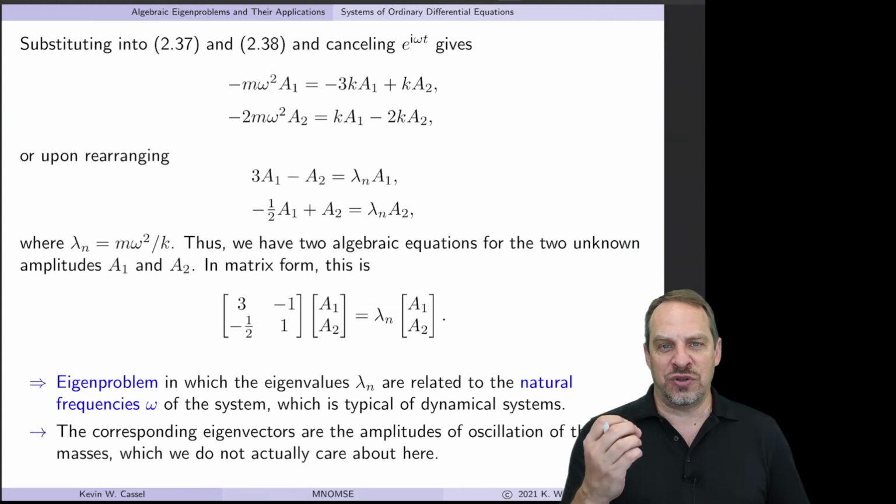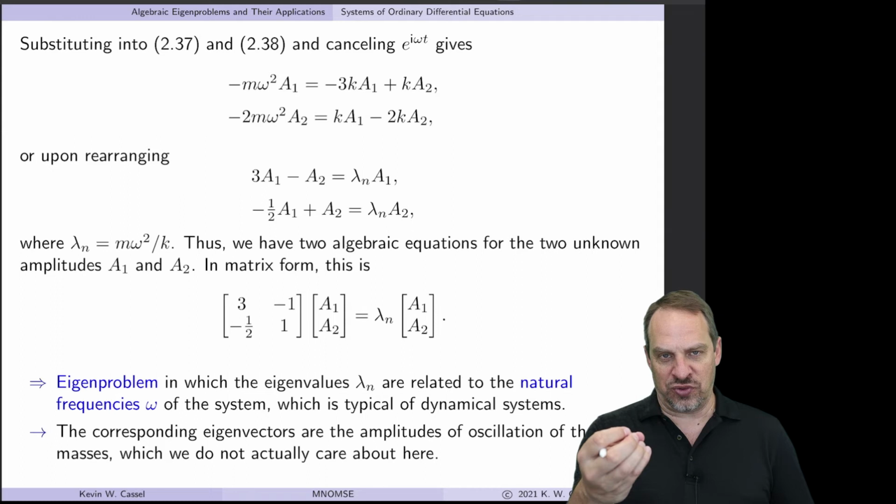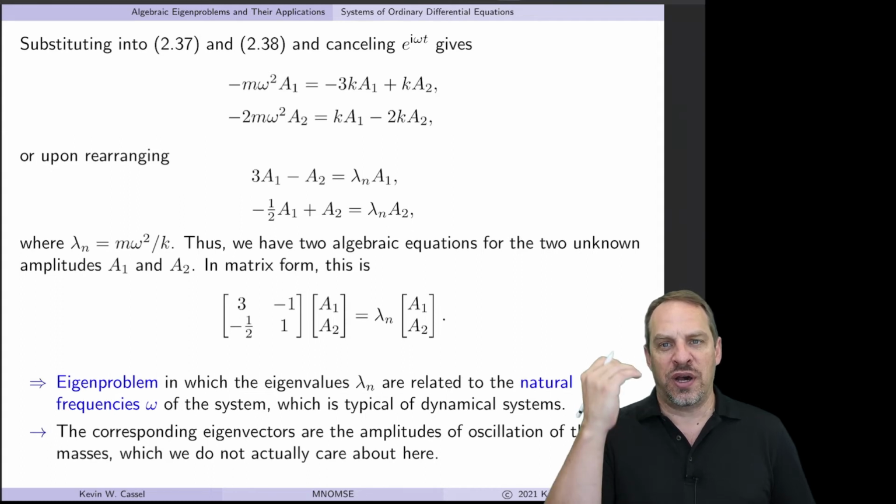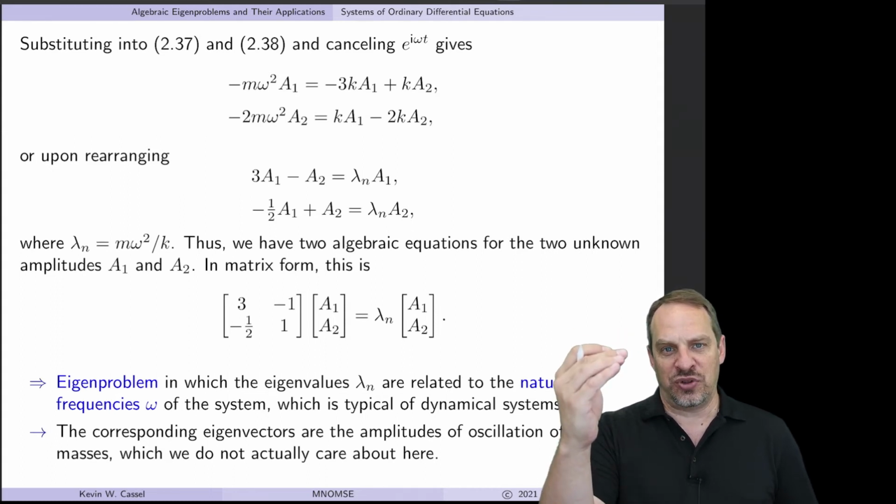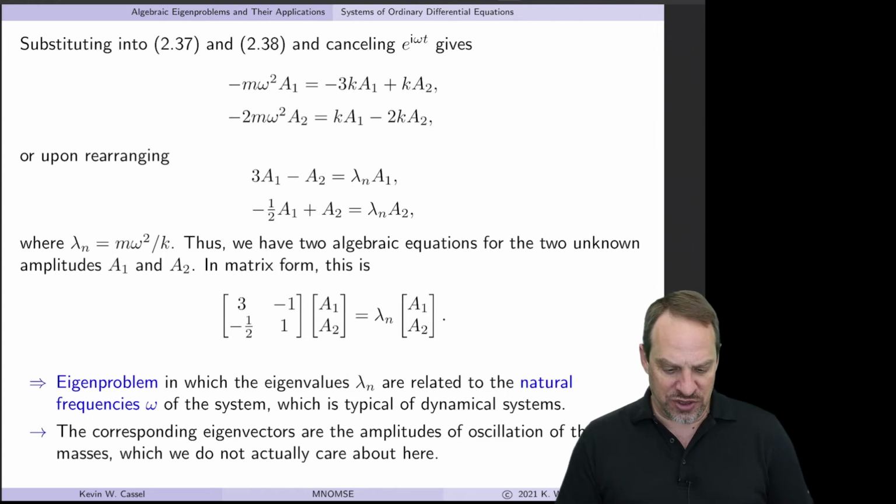So what's happened here is when I'm looking for these natural frequencies, I've hardwired in those natural frequencies, and by doing so, I convert my differential equations into algebraic equations. And this is what they look like. The m's are masses, the omegas are the natural frequencies, and the k's are the spring constants.